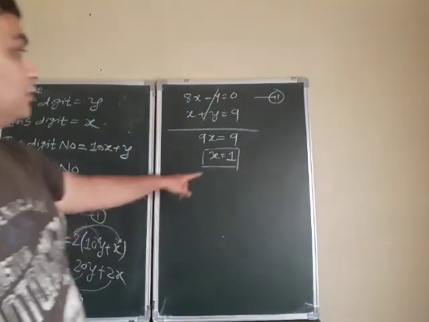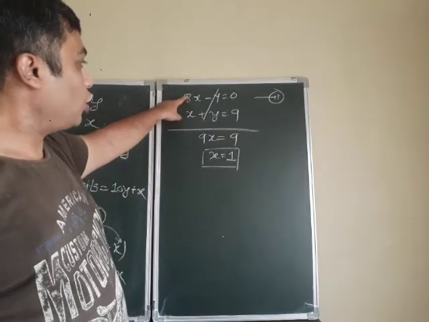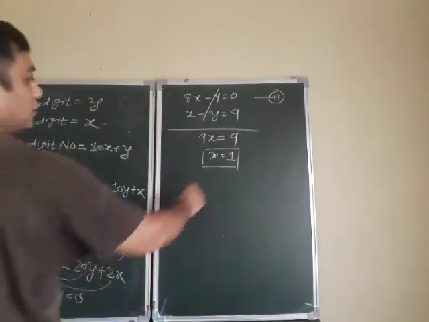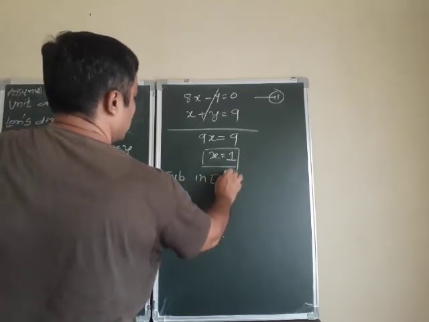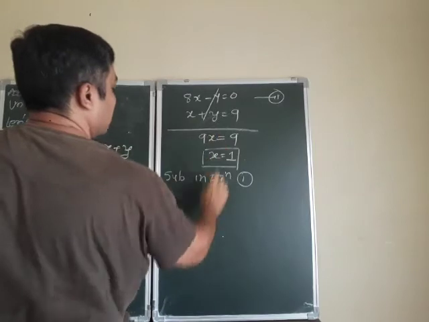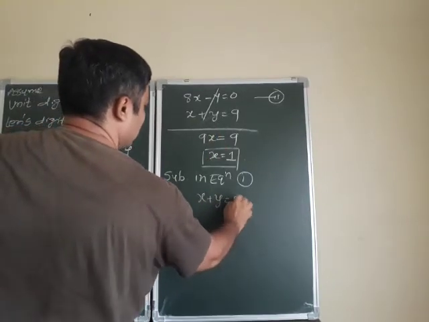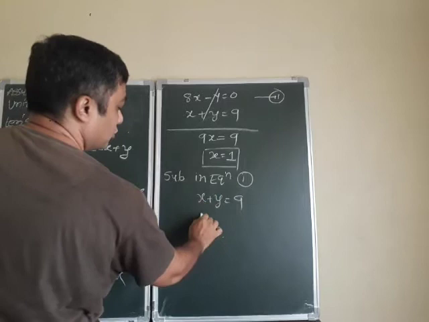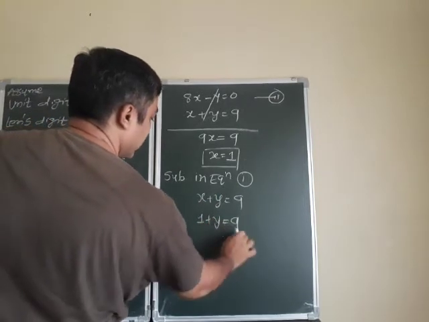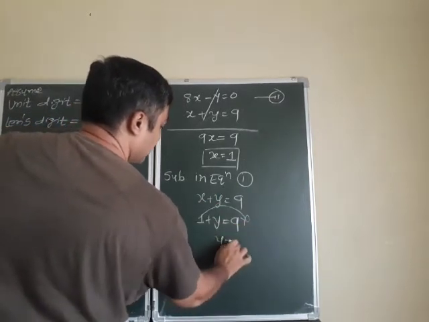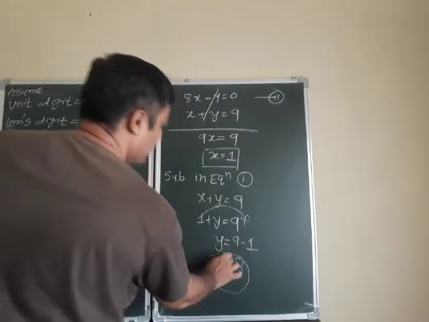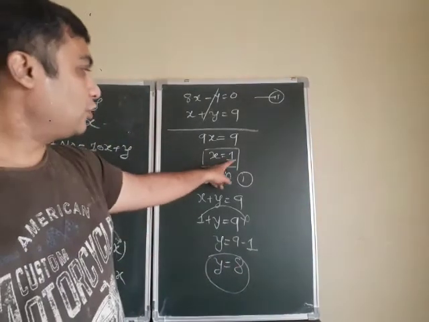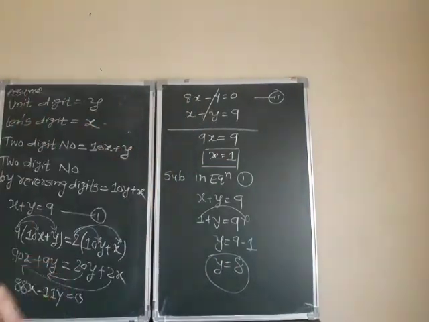This x is equal to 1, you can substitute in any equation, either in 1 or 2. You will get the value of y. Fine. So x is equal to 1, substituting in equation number 1. Equation 1 is x plus y is equal to 9. X you can substitute 1. So this is 1 plus y is equal to 9. Plus 1 on this side, so y is equal to 9 minus 1. 9 minus 1 is equal to 8. So value of y is 8 and value of x is equal to 1. So solution is ready. x is equal to 1 and y is equal to 8.